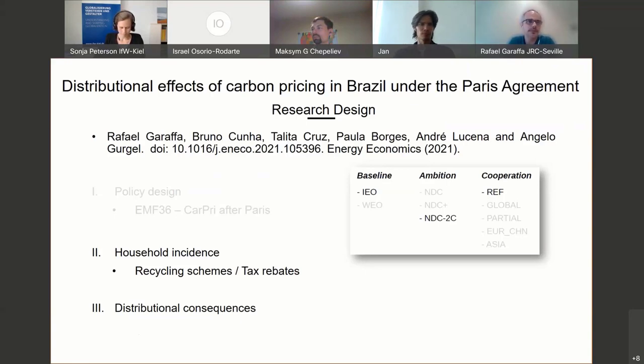But we focus mostly on the household incidence. So we're interested in looking at how different recycling schemes and tax rebate schemes apply to households in the case of carbon pricing, in the case of putting a carbon price in the Brazilian economy.